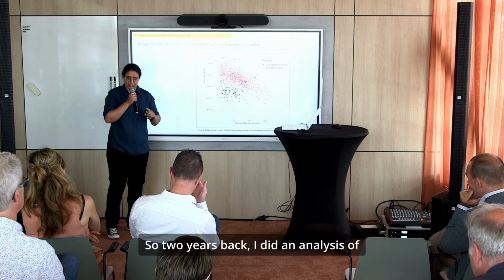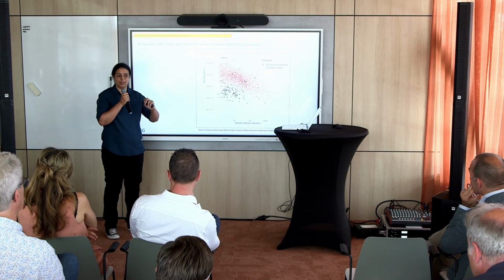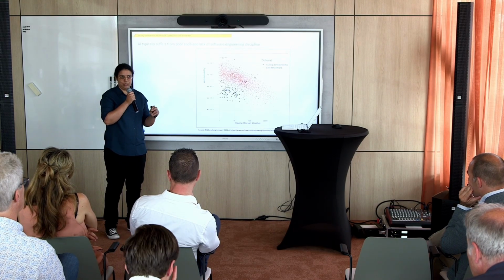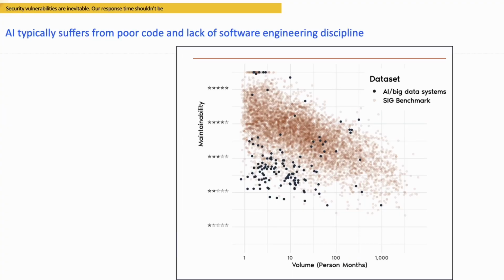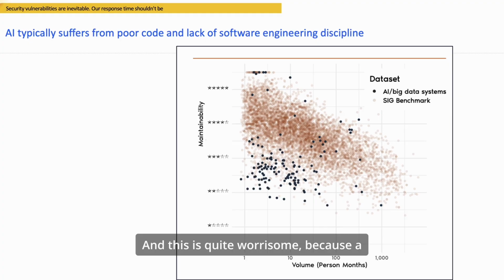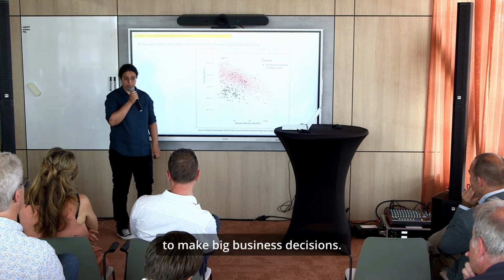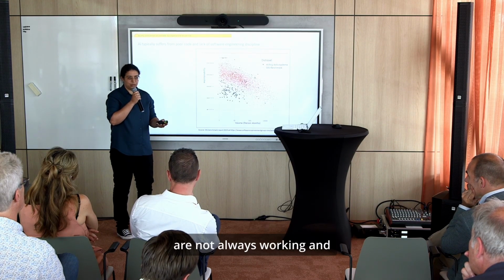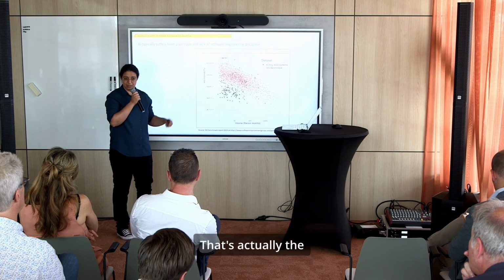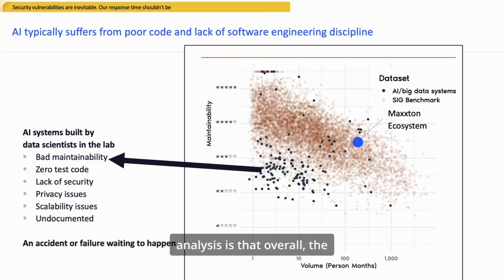Two years back, I did an analysis of all the machine learning, ETL, big data, anything smart that handles data, and I analyzed their quality. The result of that is the blue dots. And this is quite worrisome, because a lot of companies are trusting these types of systems to make big business decisions. It would be the same as saying the car works, but the brakes are not always working, and driving with it. That's actually the correlation you need to make. So what we see in our deeper analysis is that overall the maintainability is bad.